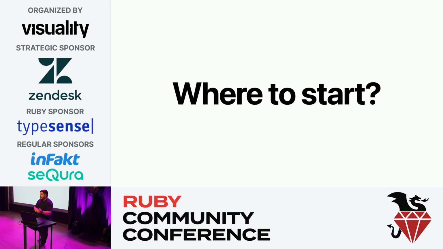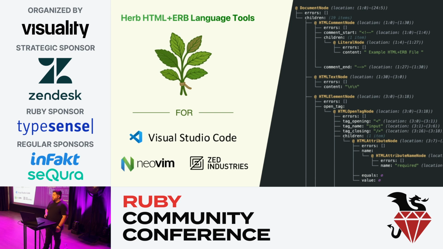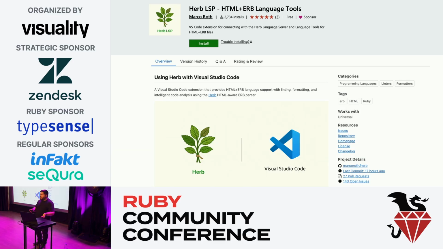If you have an app with HTML ERB, or use ERB in another Ruby framework, you can use the Herb language server. It's available on pretty much all major editors. There's a plugin for it in the VS Code store, but also if you use Neovim or even Zed, it's built in right away today. You can just install this, and then you have immediate feedback in your views.